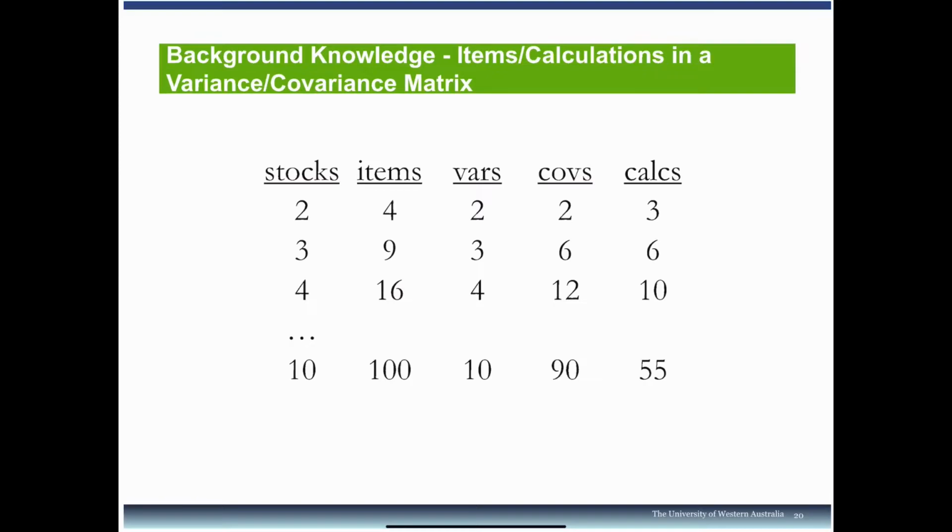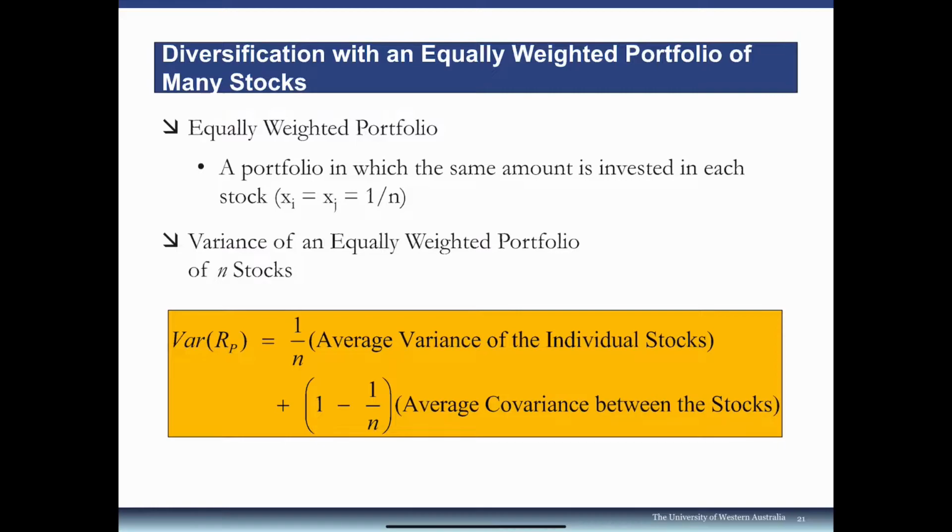So when we're talking about diversification, we can diversify with an equally weighted portfolio of many stocks. An equally weighted portfolio is a portfolio in which the same amount is invested in each stock. Then we can calculate the variance of an equally weighted portfolio of n stocks. So this is background knowledge as well. It's more important for you to take away the idea behind it and the takeaway message rather than how to calculate it.